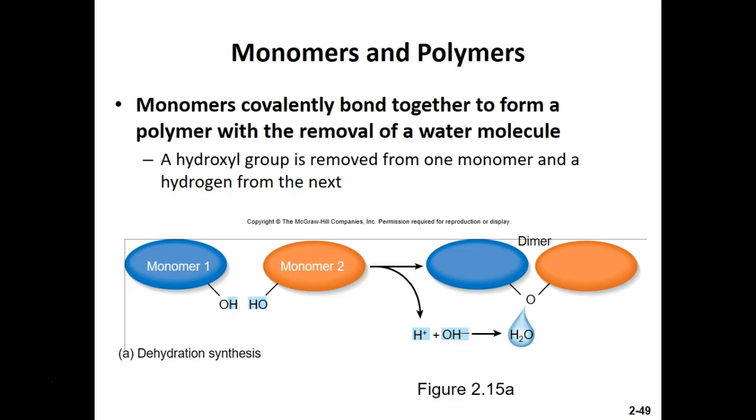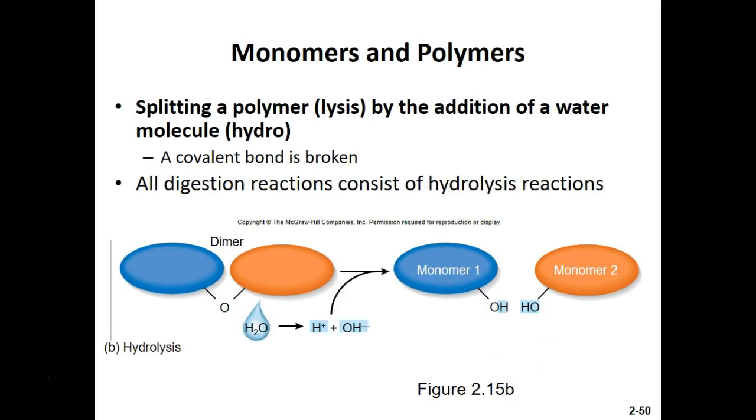Here's an example of dehydration synthesis. One monomer and another monomer come together. They form what we call a dimer, or a small bonded molecule. And we produce water as a subunit. So dehydration synthesis produces a molecule. Hydrolysis breaks it apart. So if we're going to break the dimer apart, we add water back in and we produce each of the individual monomers.